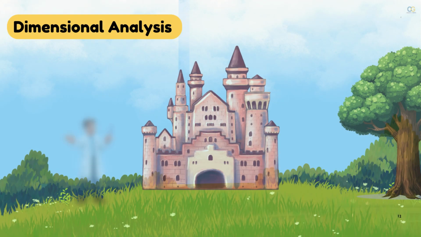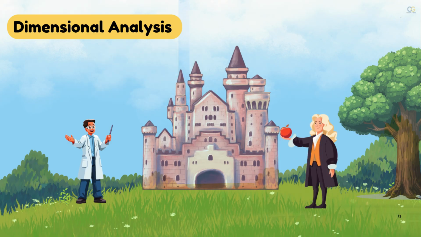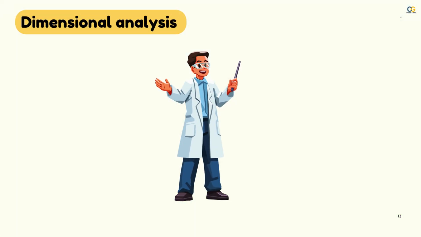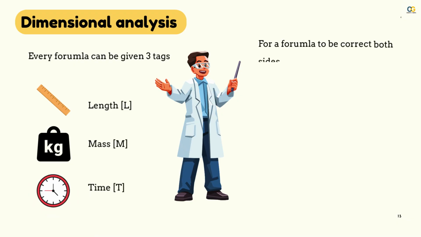In the same kingdom, once a scientist claimed that he can tell if a formula is correct or not. Then Mr. Newton reached the scientist and said, "Can you confirm that my formula for an apple falling from a tree that travels a distance of s, which is given by ut plus half at square, is correct or not?" Then the scientist explained, "I will surely do it." And he described that every formula can be given 3 tags: length represented by L, mass represented by M, and time represented by T. So for every formula to be correct, both sides of the equation from the dimension point of view should be equal.